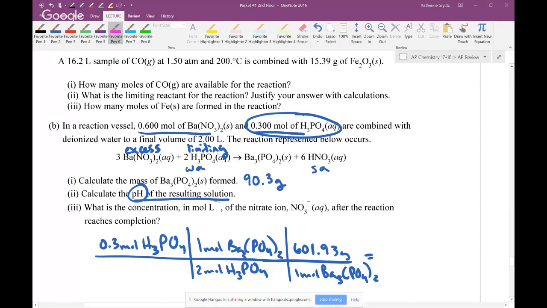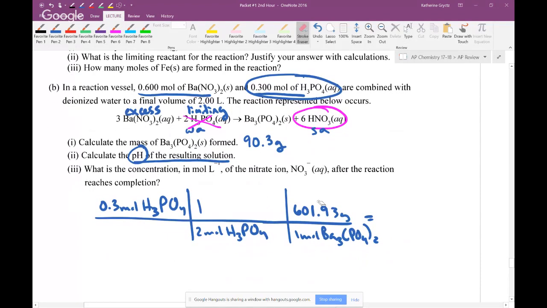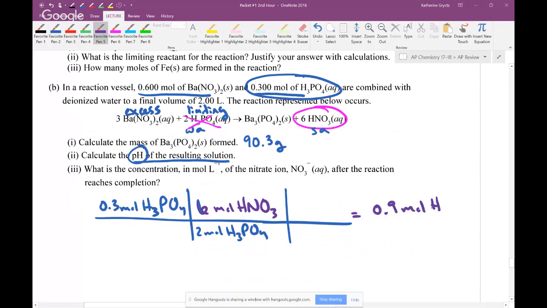Correct. And also, with H3PO4 being limiting, at the end of the reaction there is none of this left over. So you only have this left over that's going to contribute to anything with pH. And so instead of going to Ba3(PO4)2, I'm going to say H3PO4 makes 6 moles of HNO3. And then that would be, what, 0.9 moles of HNO3? Yes.